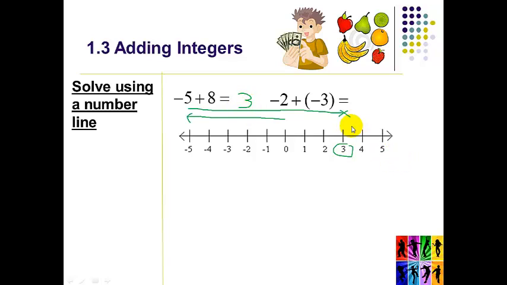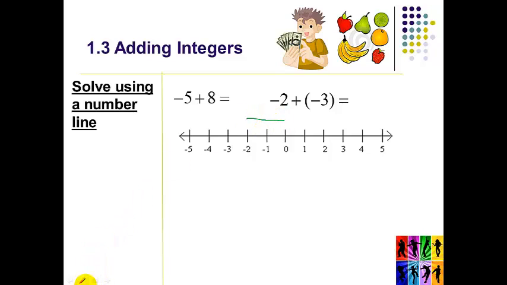The next problem, let me go ahead and erase this, is -2 plus -3. So this would be like I'm $2 in debt, and then I'm going to get another $3 in debt. Maybe I'm borrowing money to go to the store to get some snacks, because we all like snacks. So here we go, -2. So I go -2, 1, 2, I stop.